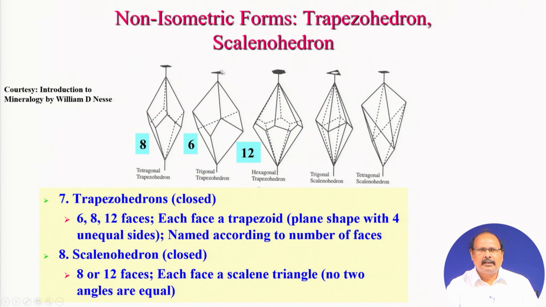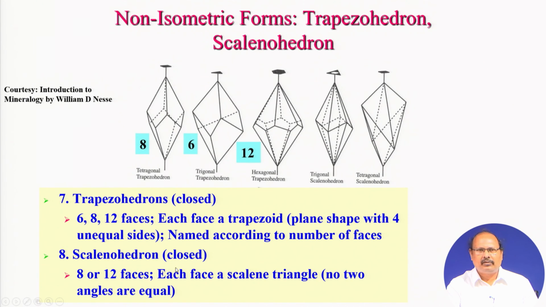Now, you have another set of non-isometric forms, which we call trapezohedron and scalenohedron. So, the trapezohedron is a closed form, a collection of 6, 8 or 12 faces. Each face is a trapezoid, a plane shape with 4 unequal sides, and it is named according to the number of faces. So, these are essentially examples of trapezohedron.